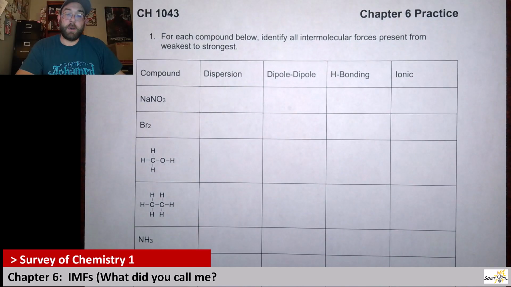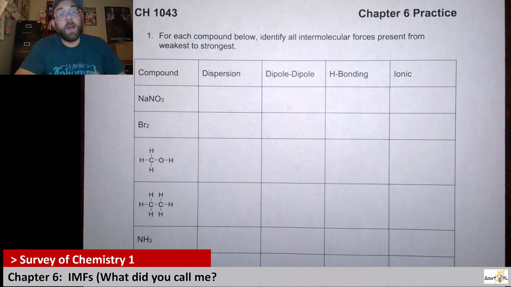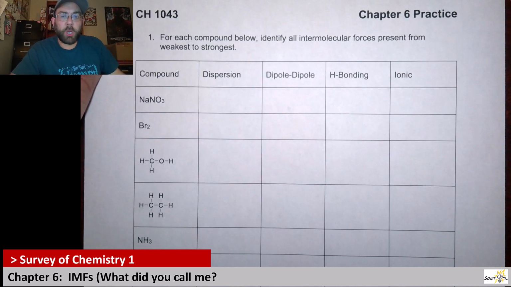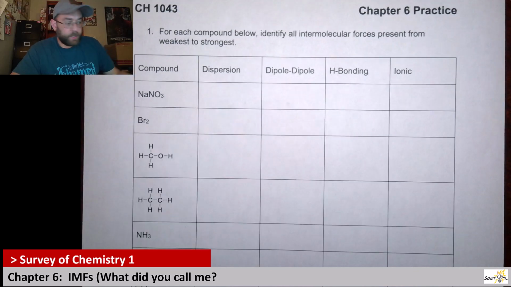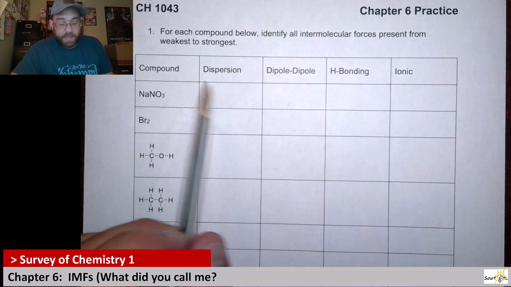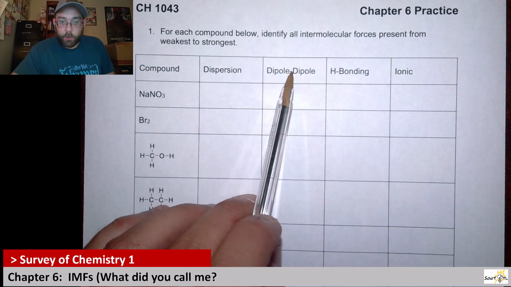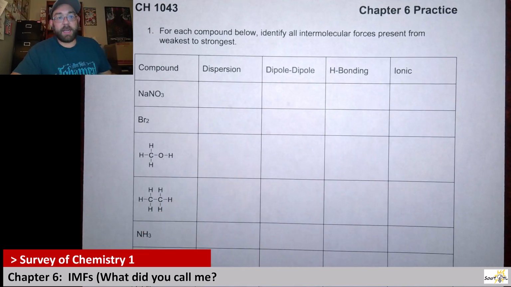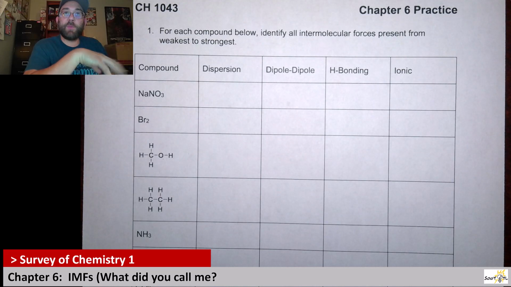Hello, Chem Minions, Surveyors. This is going to be our second practice video for Chapter 6. Here we're really looking at intermolecular forces, and we've got 4 that we need to think about: dispersion, dipole-dipole, hydrogen bonding, and ionic. With these, we have to think about individual bonds, but we also need to think about the overall structure.